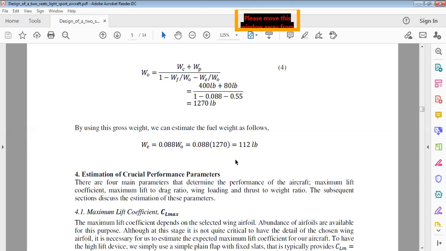The 0.088 into 1270, that is 112 lb only for empty weight. Empty weight, how much is it? 112 lb out of 1270. Okay, the estimation of crucial performance parameters.